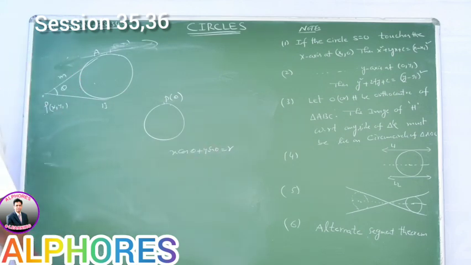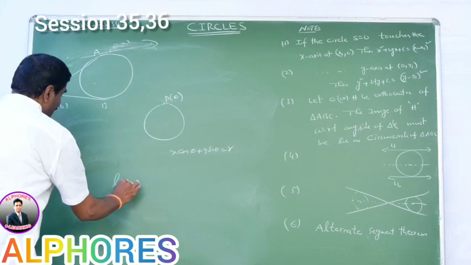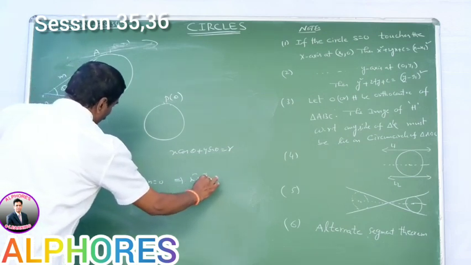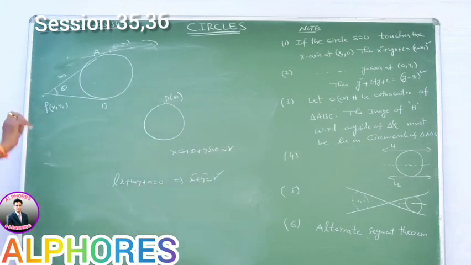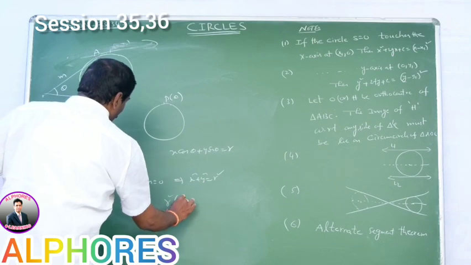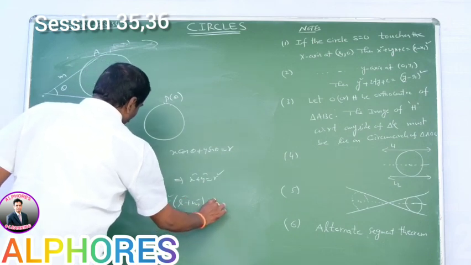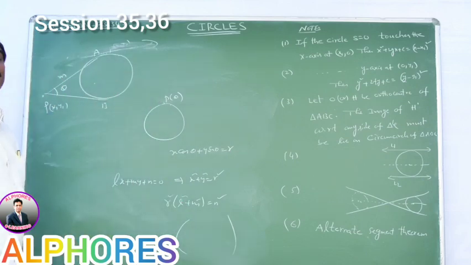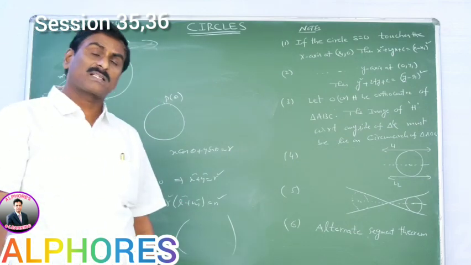Next point: if the line lx plus my plus n is equal to 0 is a tangent to the circle x square plus y square is equal to r square, that means it touches the circle, then what is the condition? r square into l square plus m square is equal to n square. Okay, and at the same time the point of contact is minus l n by (l square plus m square), minus m n by (l square plus m square).